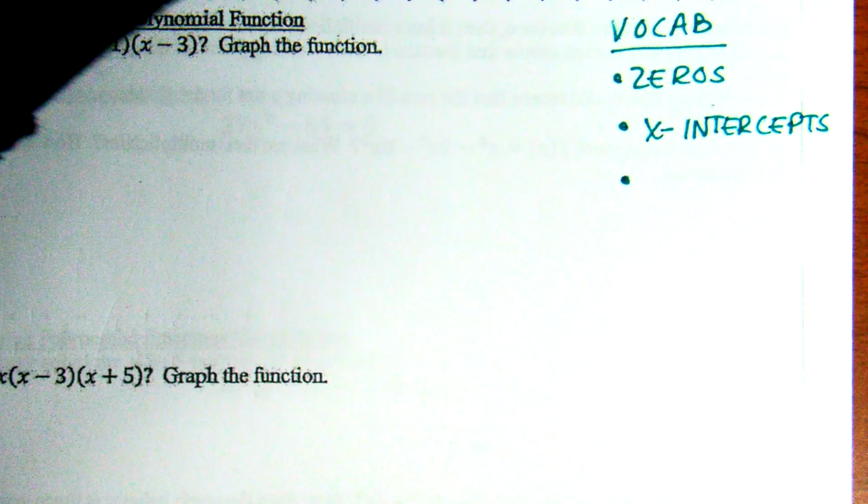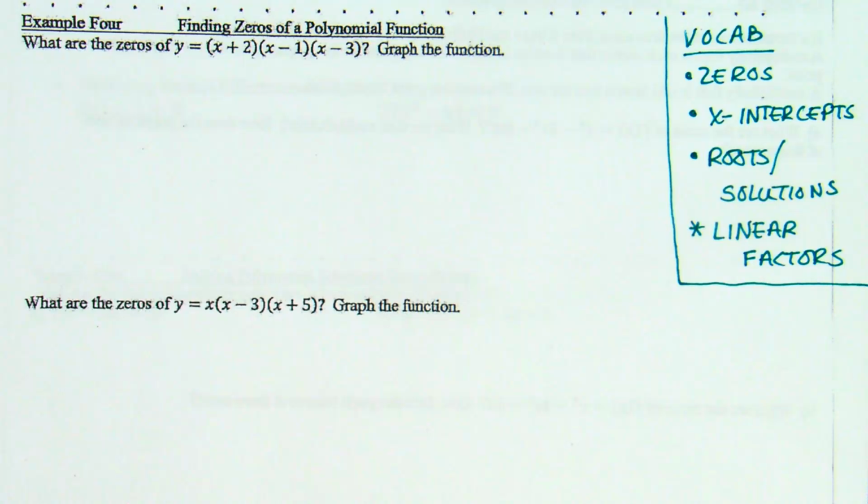Now, not exactly equivalent, but it ties in with the idea of linear factors. And I'm going to use that in this problem in a moment. I mentioned all those words together because they all tie together: zeros, x-intercepts, roots or solutions, and linear factors. Now, let's look at this example that asks us for zeros.